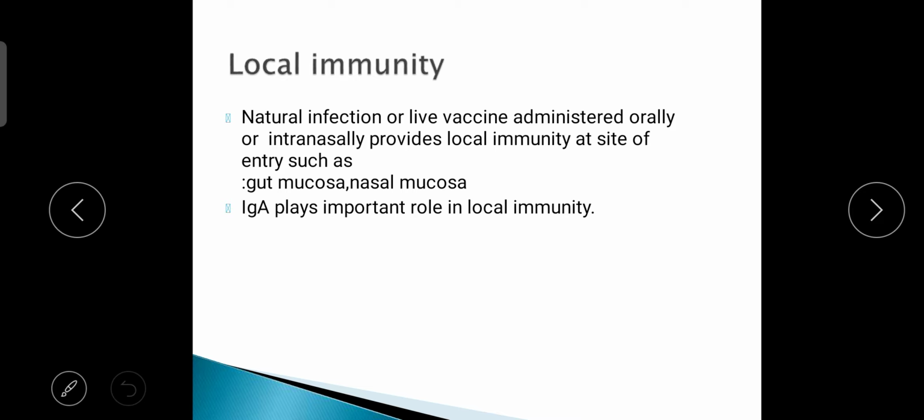Next one is local immunity. The natural infection or live vaccine administered orally or intranasally provides local immunity at the site of entry, such as gut mucosa and nasal mucosa. And immunoglobulin A plays an important role in local immunity. See, local means what? In some particular site, not in the whole body, only for a part of the body. That's why we call it local immunity.